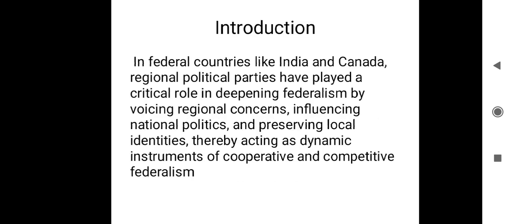In federal countries like India and Canada, regional political parties have played a critical role in deepening federalism by voicing regional concerns, influencing national politics, and preserving local identities, thereby acting as dynamic instruments of cooperative and competitive federalism.